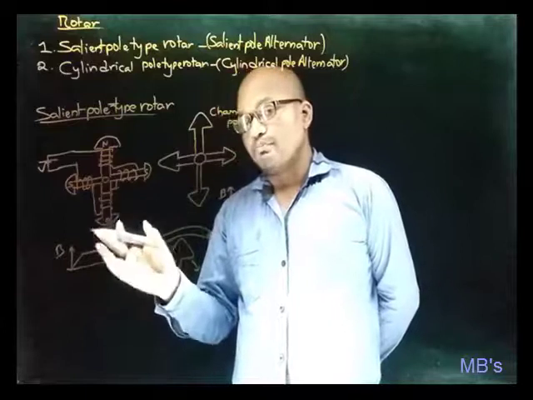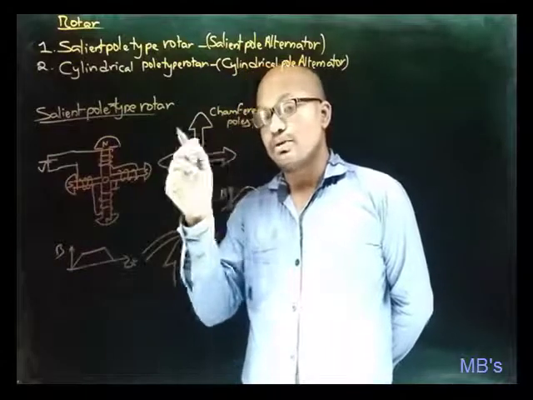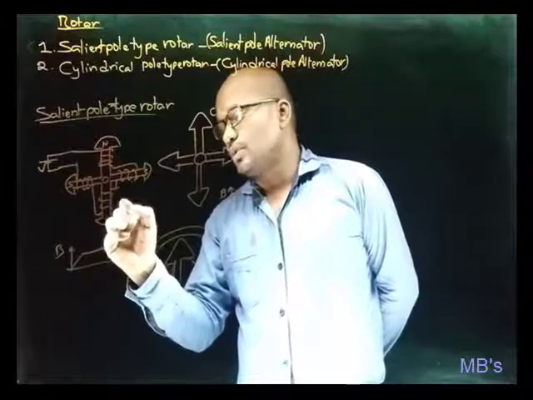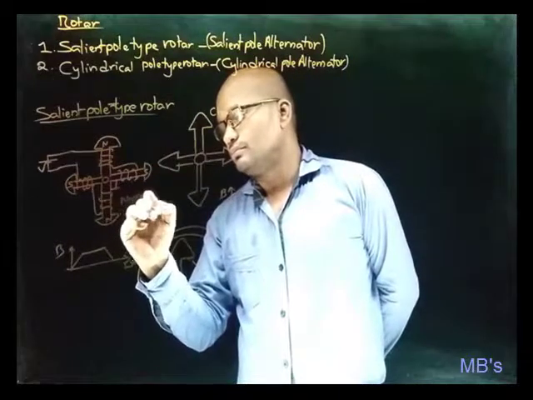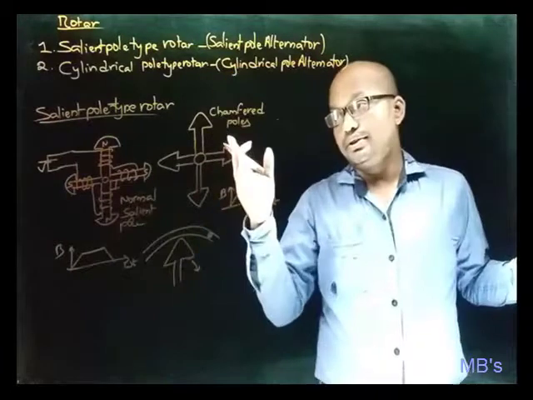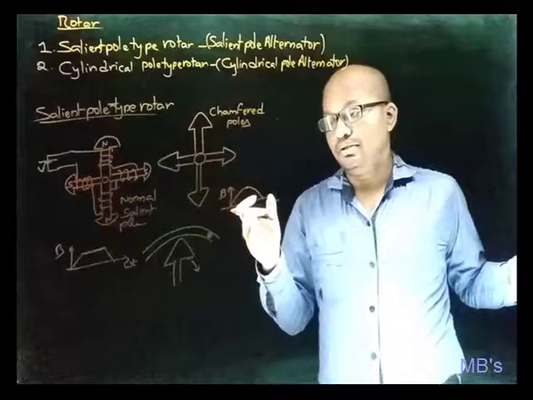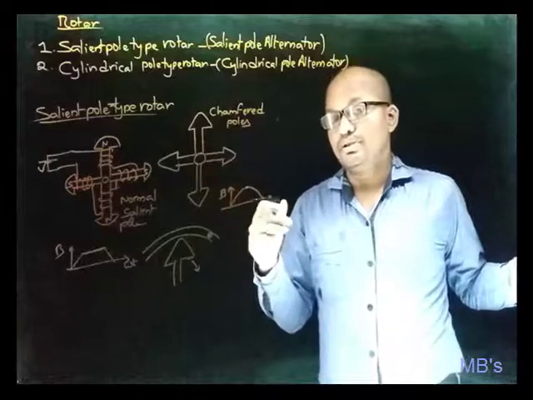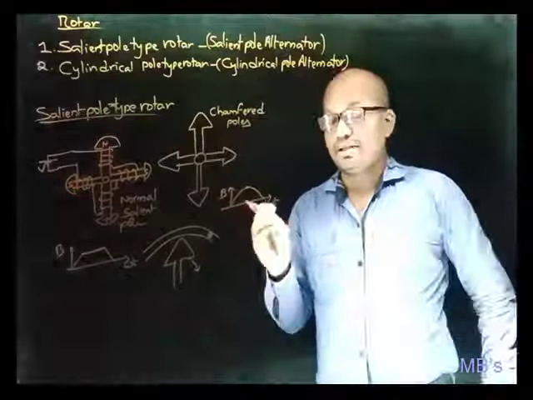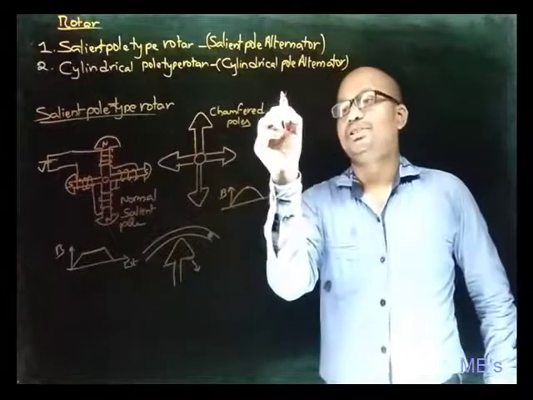And to make the flux distribution sinusoidal, we are going for chamfered pole types of salient pole rotor construction, whereas this is called normal salient pole. So with chamfered poles of rotor construction, we get sinusoidal flux distribution, and with sinusoidal flux distribution, our induced EMF will become sinusoidal. And here the other important topic to be discussed is damper windings.